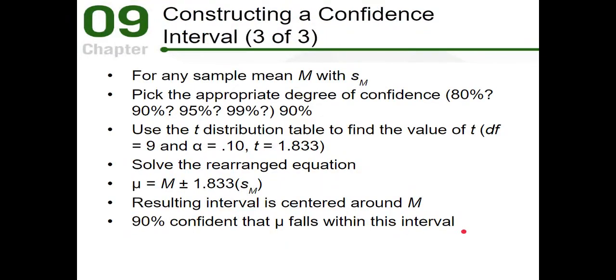Then for constructing that confidence interval for any sample mean, we'd have to pick the appropriate degree of confidence, use that t distribution table to find the value of t, solve the rearranged equation, and have our resulting interval, which would give us 90% confidence of that interval.